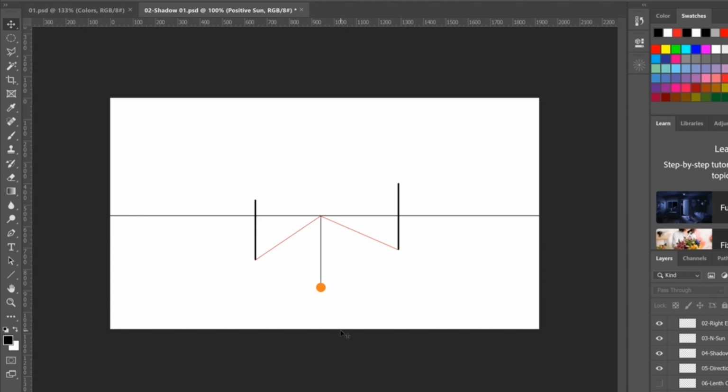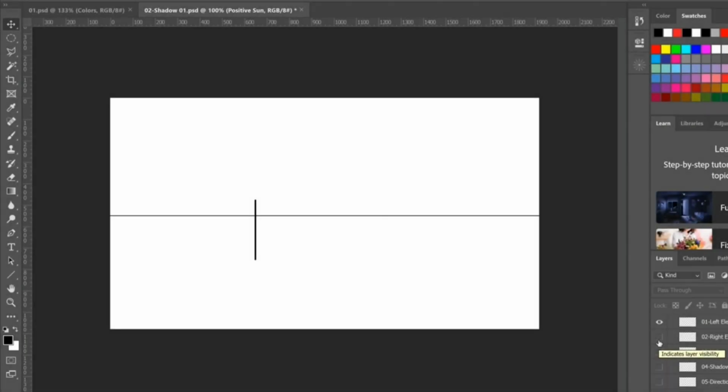But because the sun is below the horizon line or is somehow behind our object, the direction of the shadow is reversed. I mean, it falls in this direction. After that, again, we draw a line from the head of our object towards the light source to determine the length of our shadow. As you can see, this type of shadow is called negative sun.